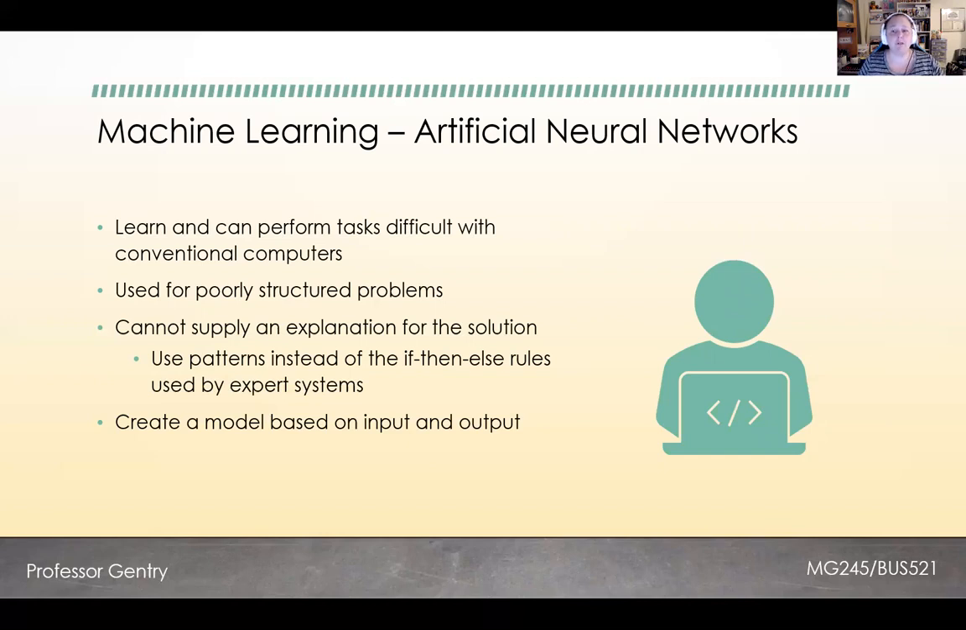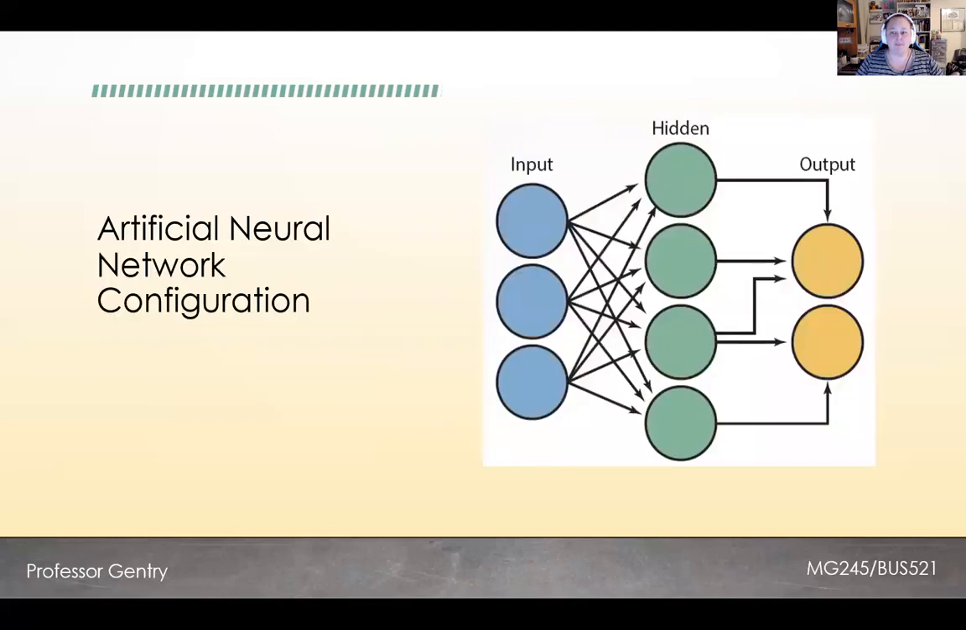Artificial neural networks, or ANNs, are networks that learn and perform tasks that are typically difficult with conventional computers. They're typically used for poorly structured problems, as with the expert systems. But unlike an expert system, the ANN cannot supply an explanation because it looks for patterns. Okay, it's not using those if-then-else rules, it's looking for patterns. An ANN creates a model based on input and output, and it develops these patterns, and that's what's used in order to reach a decision.